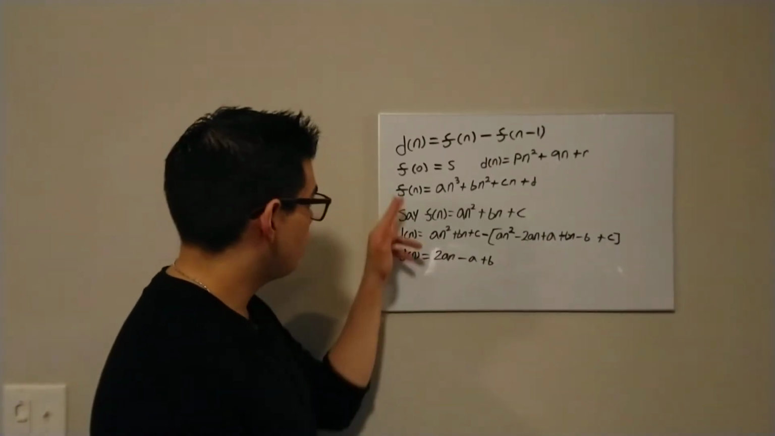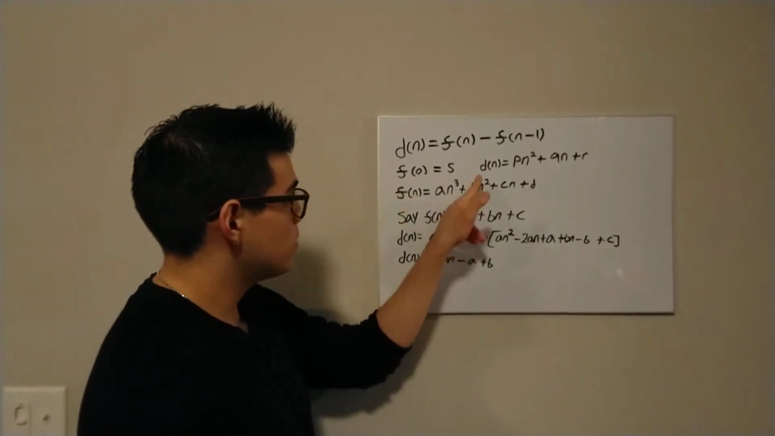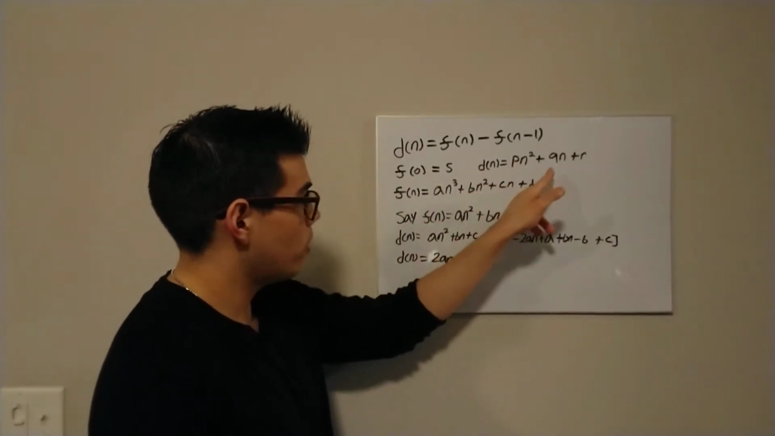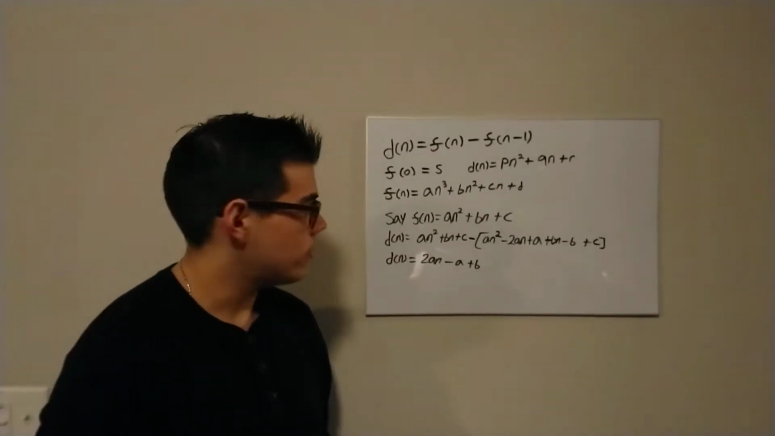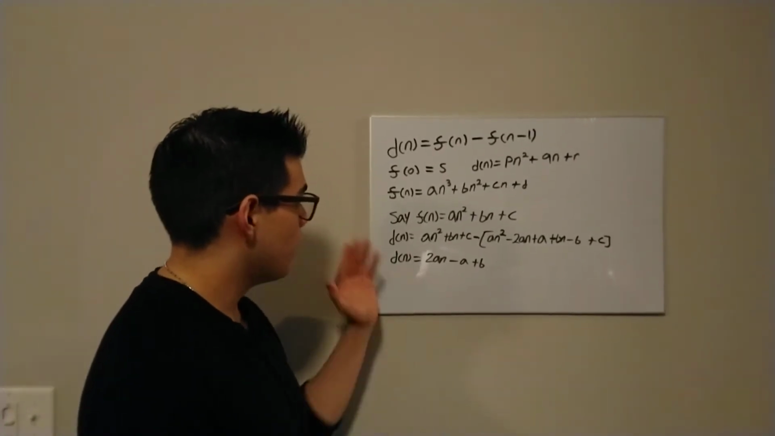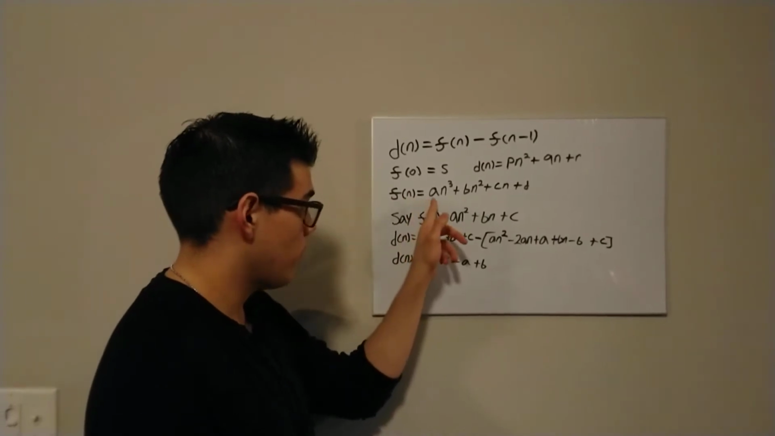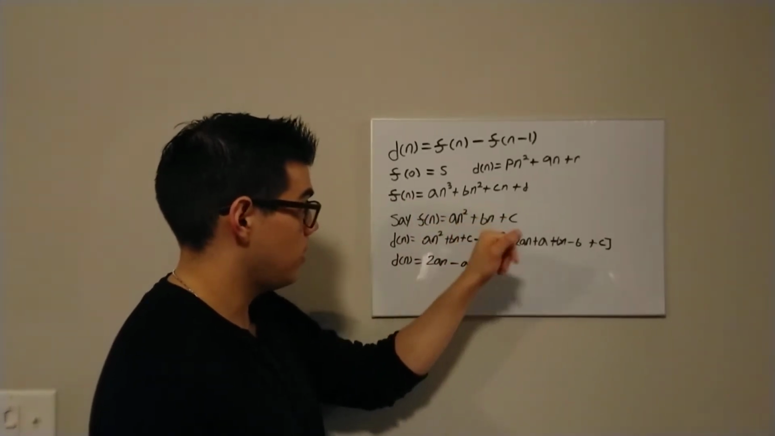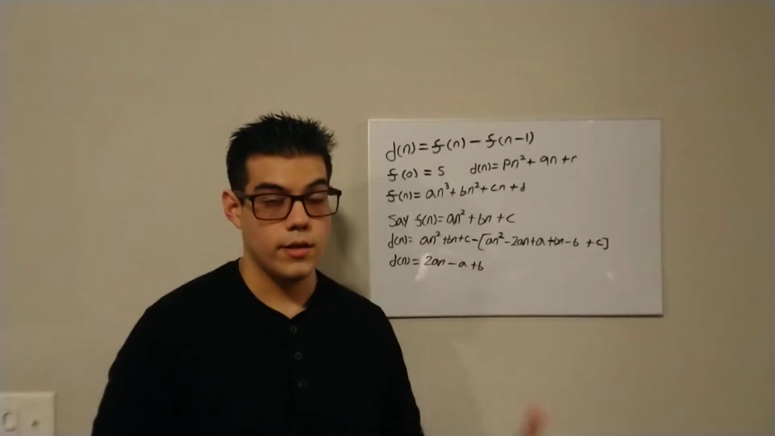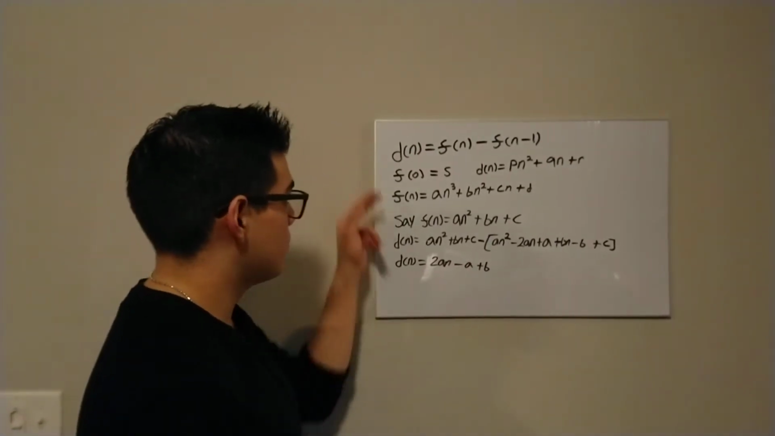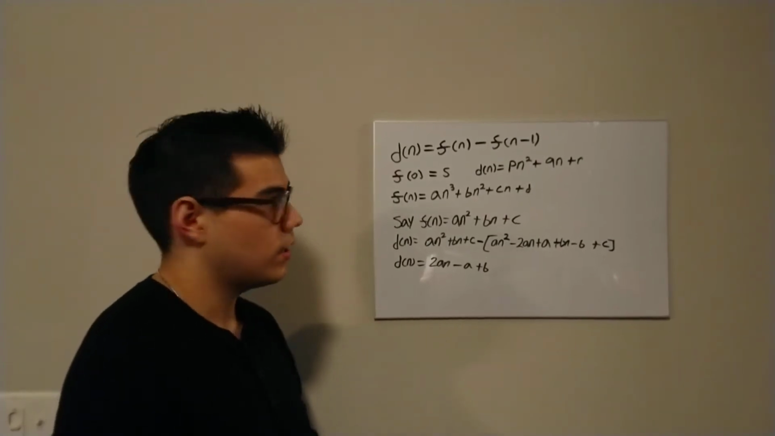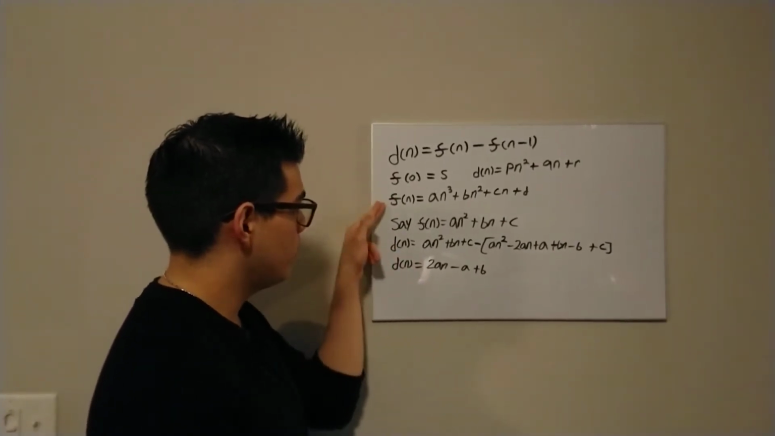Knowing a bit of information, being that f of 0 equals s and d of n is equal to pn squared plus qn plus r, we need to find f of n and prove it. I am going to propose that f of n is in terms of an cubed plus bn squared plus cn plus d. So f of n is a basic cubic function. Why am I going to propose that? It's because d of n follows a relationship that is always 1 degree smaller than f of n.